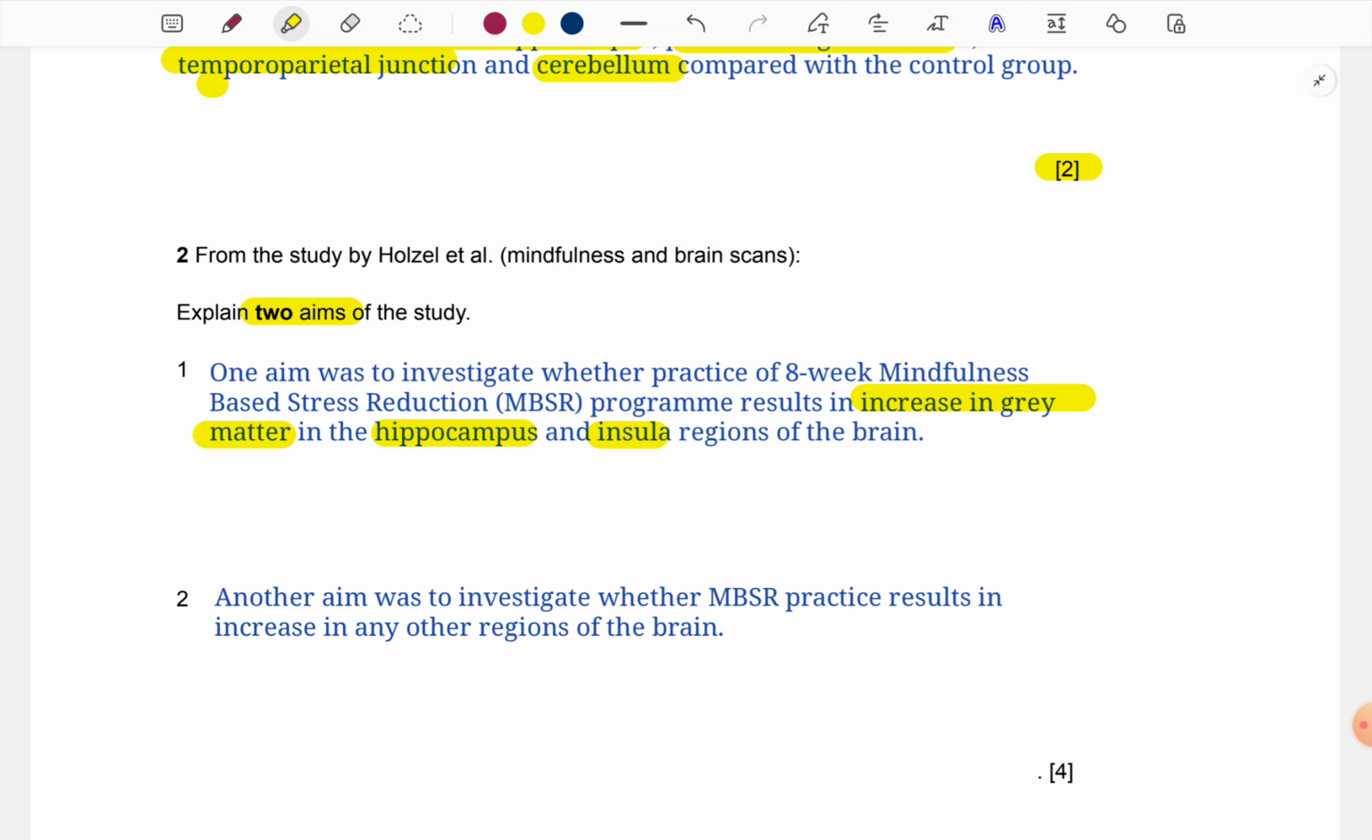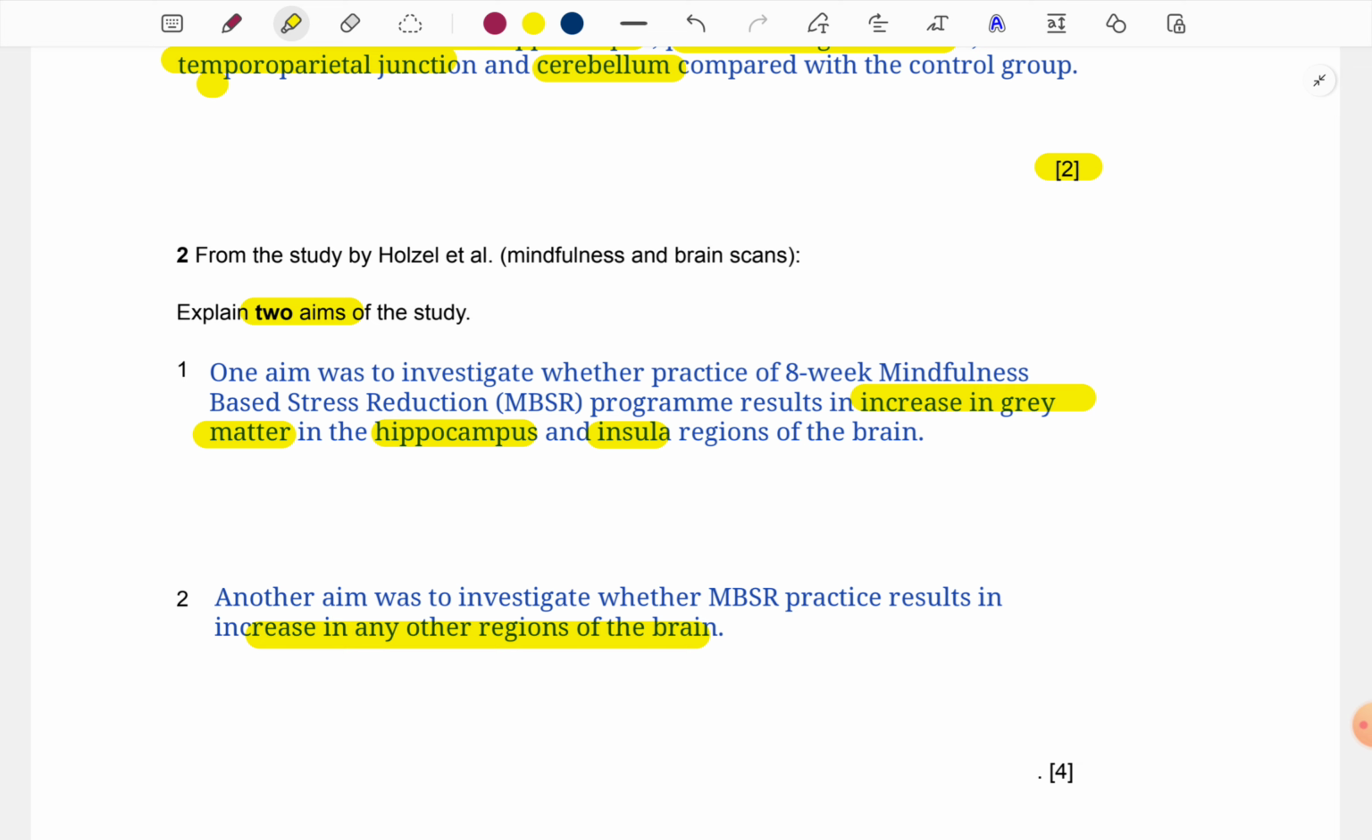Another aim we could give is whether there was an increase in any other regions. Here also what you have to take note of is we have not named those areas. So we have not named areas like the cingulate cortex or the temporoparietal junction. That is because they were not looking out for those in particular. They just wanted to see, besides the hippocampus and insula, was there an increase in any area. So you are not to name those in the aims of the study.